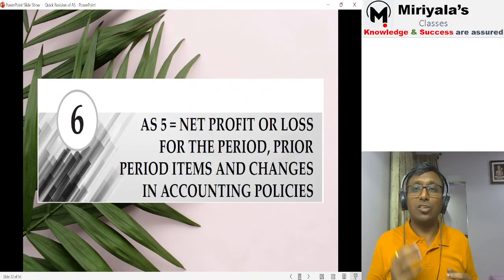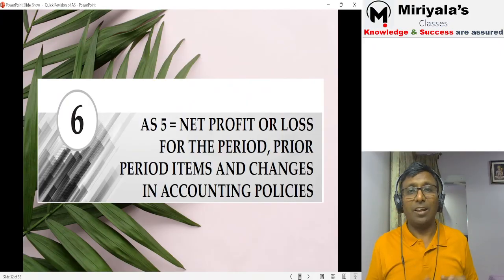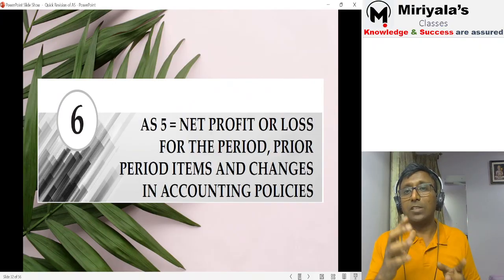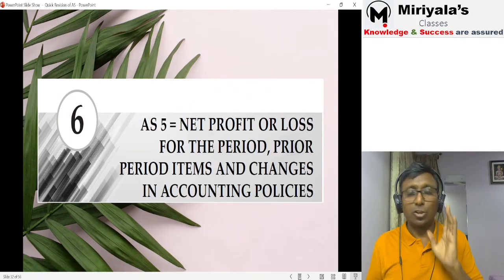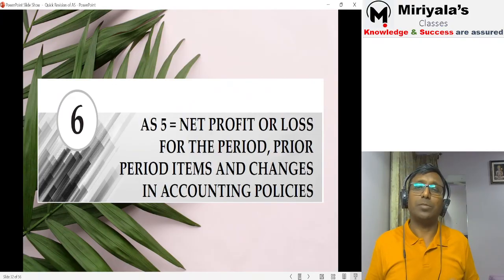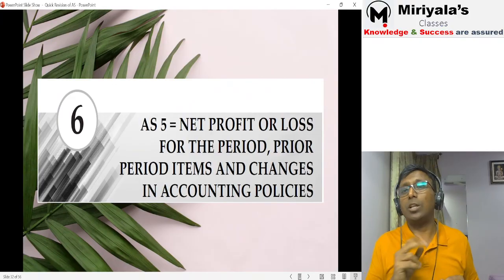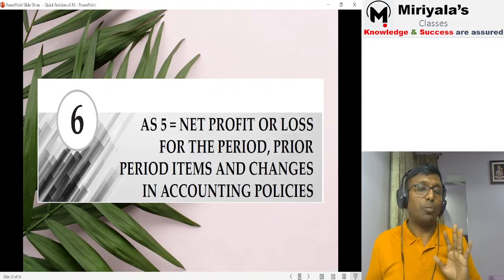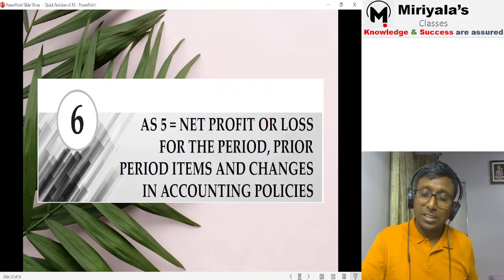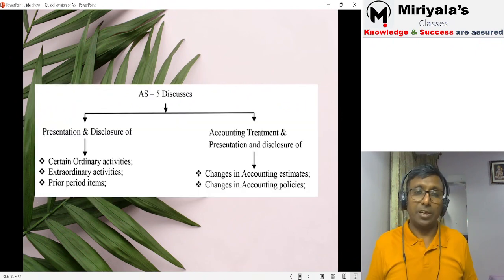Yes, it has basically three topics in the name. One more topic is also there. First one, net profit or loss for the period. That is topic number one. Prior period items, topic number two. Change in accounting policy, topic number three. Change in accounting estimations, that is topic number four. Yes. Let's see what is net profit or loss for the period.